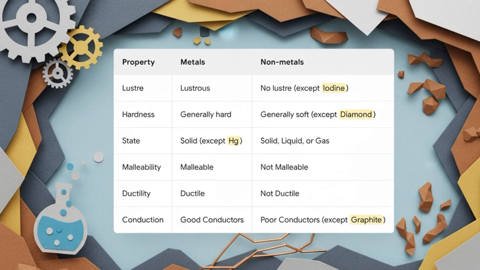But the real secret to acing this topic is knowing the exceptions for nonmetals. Most are dull, right? But iodine actually shines. Most are soft, but diamond, which is just carbon, is the hardest natural substance we know. And while they're usually terrible conductors, another form of carbon, graphite, actually conducts electricity. Mastering these exceptions is what's going to make your answers really stand out.